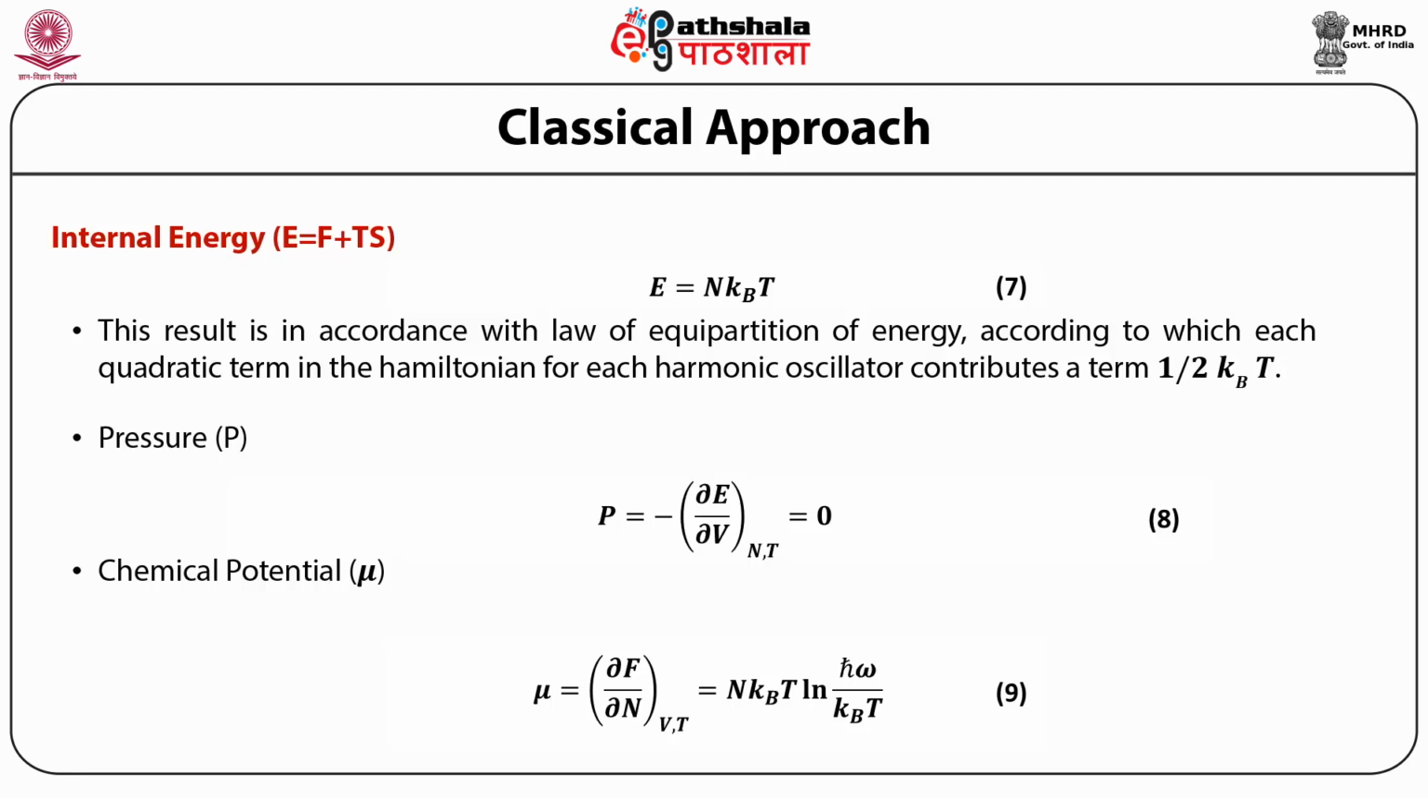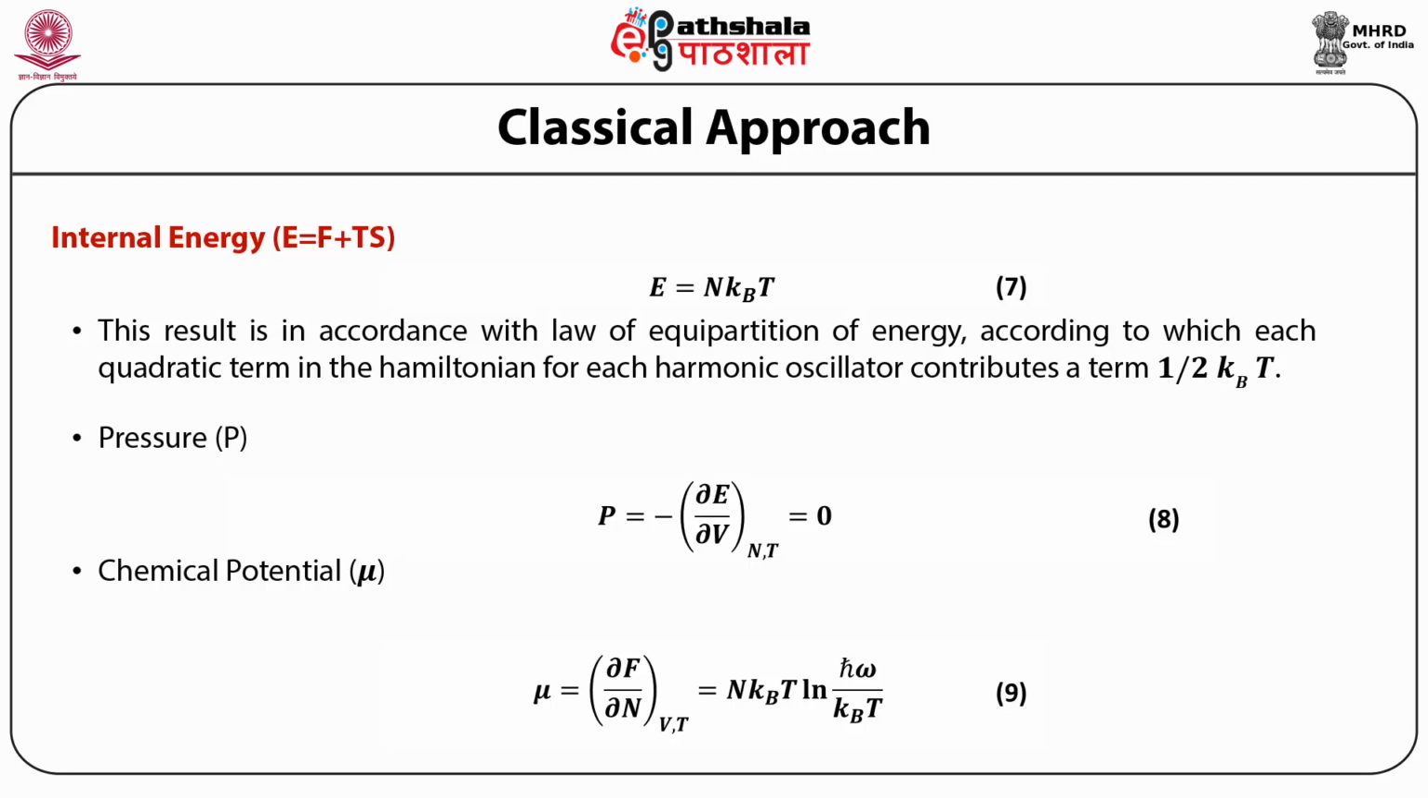Chemical potential mu, which is equal to the partial derivative of Helmholtz free energy with respect to N at constant V and T, is equal to N kBT log of h bar omega by kBT. Specific heat at constant pressure, which is equal to specific heat at constant volume in this case, can be derived as the partial derivative of E with respect to T at constant N and constant V, which is equal to kBT.